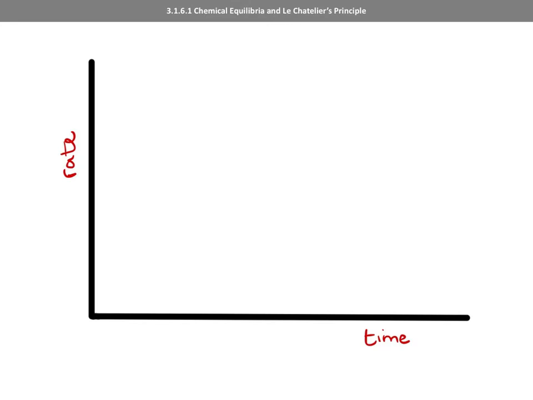Just before we move on, it is worth comparing how the rate of the forward and backward reactions compare from the moment the reaction starts to when it reaches dynamic equilibrium. So this time, just be careful. What I've got on my y-axis is the rate. I'm going to be drawing the forwards reaction first and then the backwards reaction second.